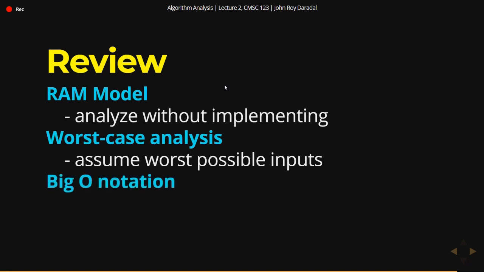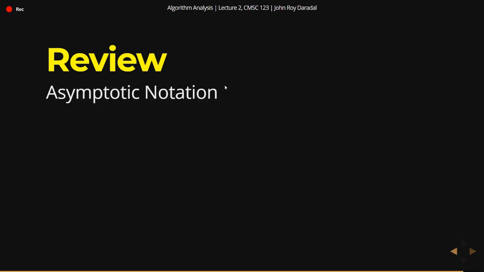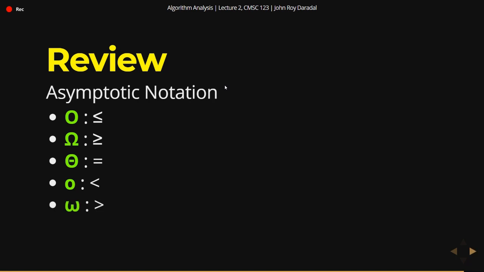And finally, for big O notation, we ignore the unnecessary details like the lower order terms and constants, and focus only on the growth rate of the algorithm. We also looked at some asymptotic notations. So big O is less than or equal, so it's the upper bound. Big omega is greater than or equal, so it's the lower bound. Theta is equal, little o is less than, and little omega is greater than.